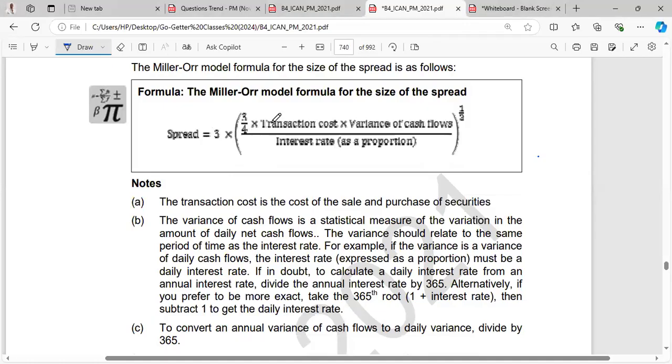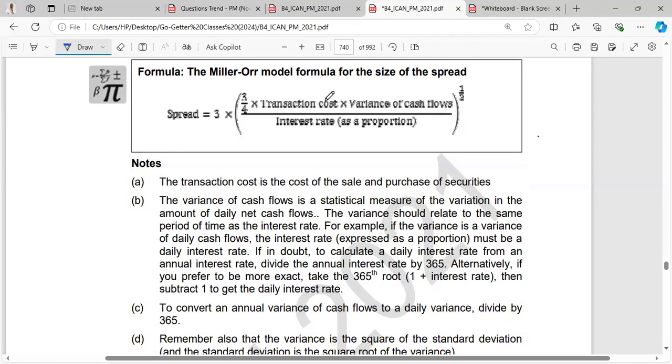Keep it. Transaction cost, which is the cost of the sale and purchase of security. The transaction cost is what it costs you to make the sale of securities, not the actual purchase, what it costs you to make them. Then variance of cash flow. You might be given the standard deviation of it. If you are given variance, just use the variance. If you're given standard deviation, you need to square it to get your variance.